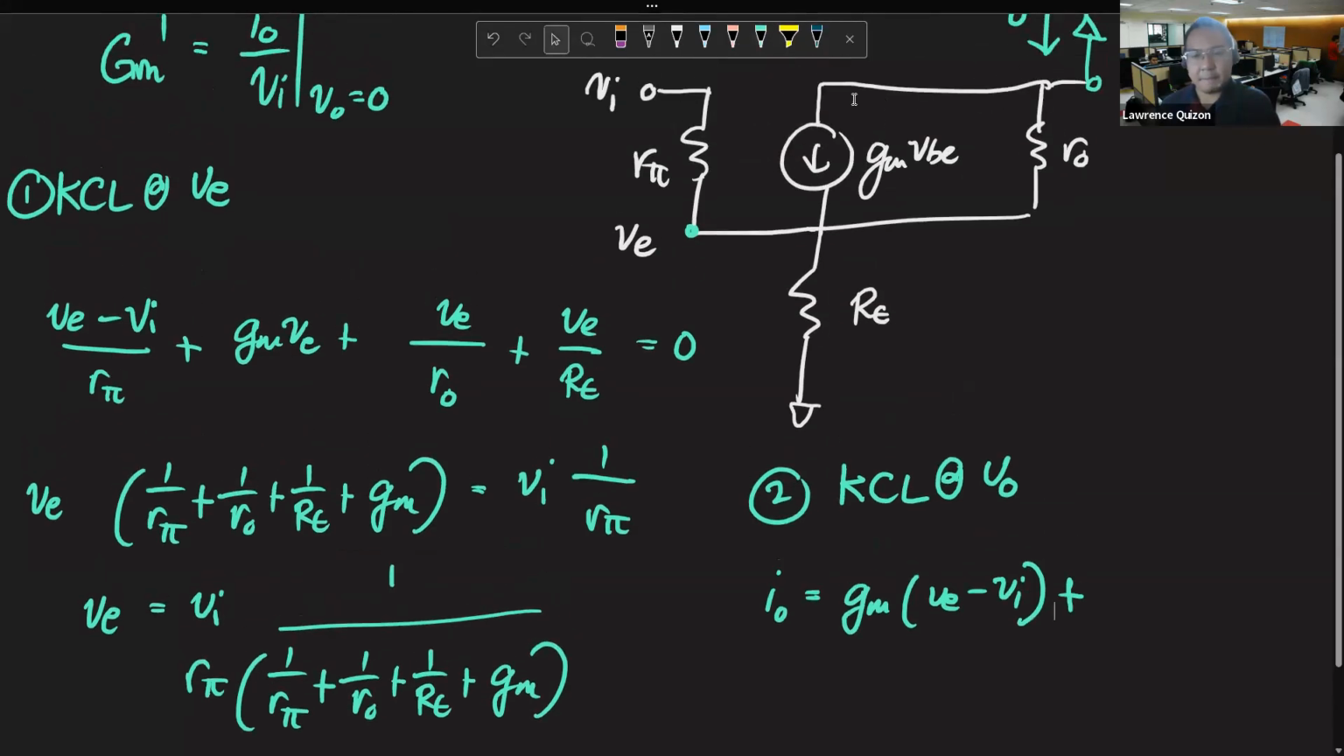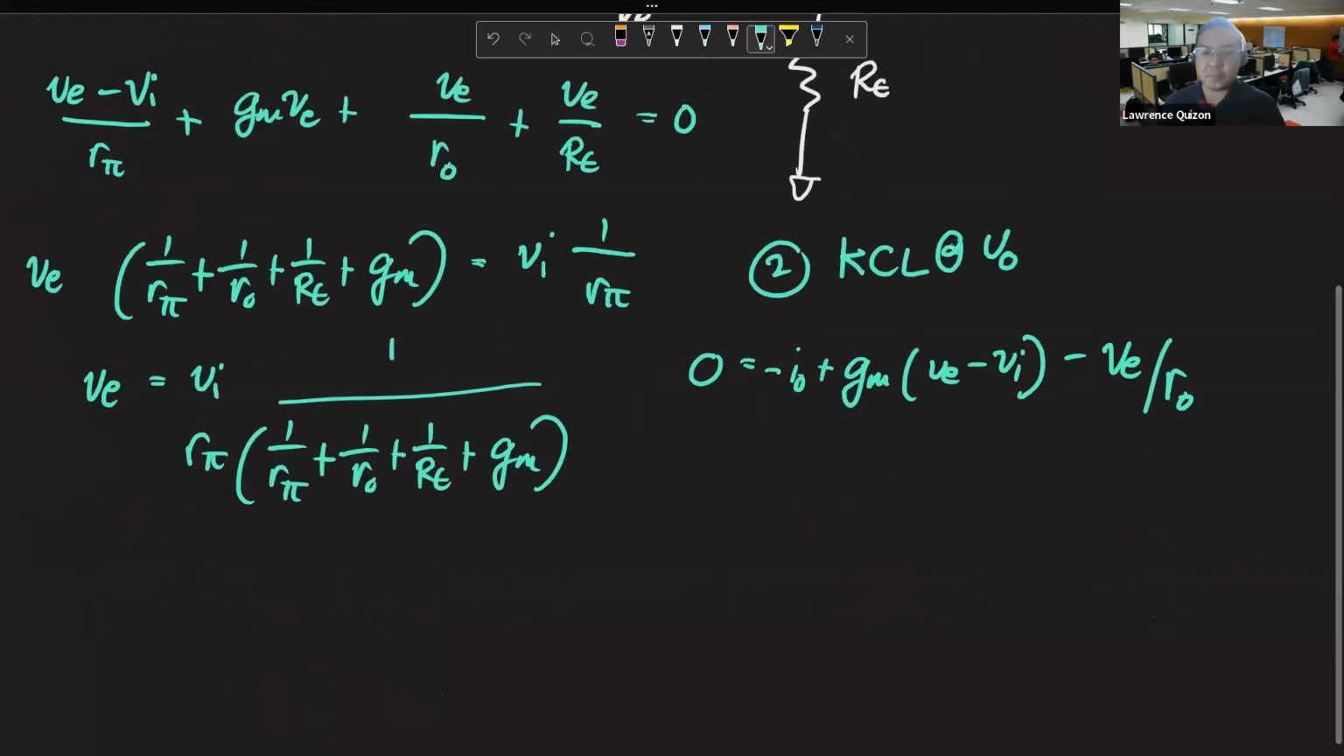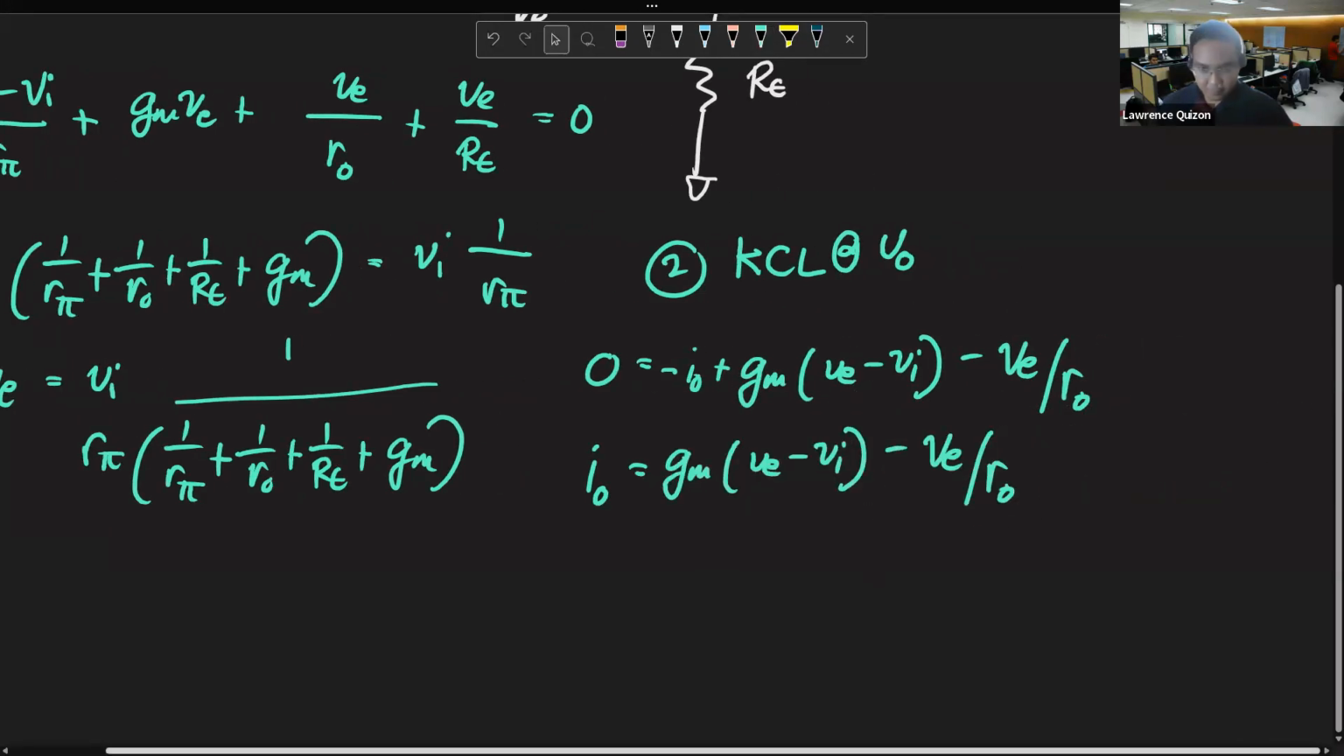Actually, this thing goes there. Minus, no? Minus VE over R out. No? Pag ganon, tapos pag ganon. No? Actually, let's put it all on one side. So 0 equals, that's negative I out. No? So tama. So I out equals this. No?